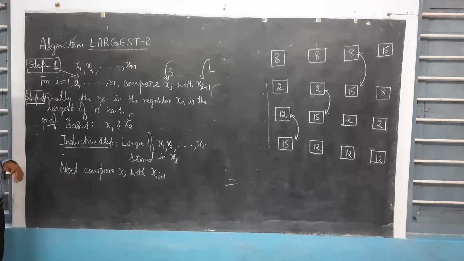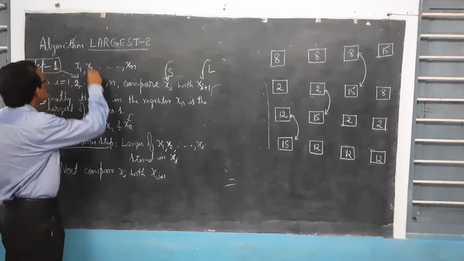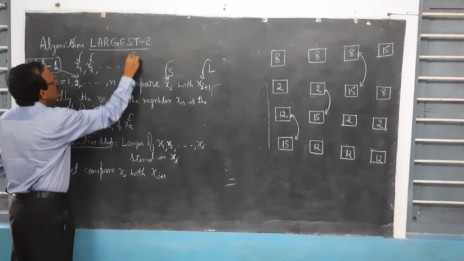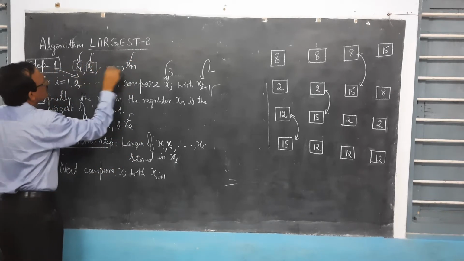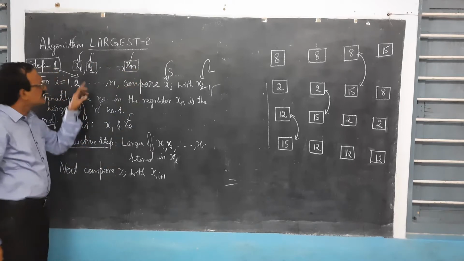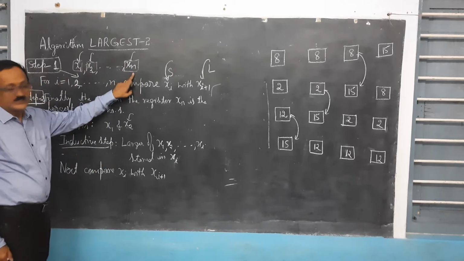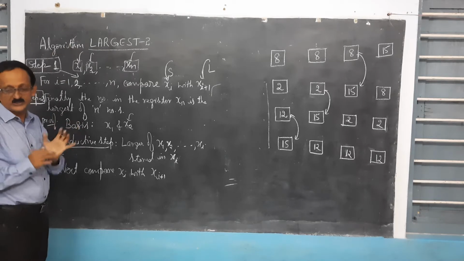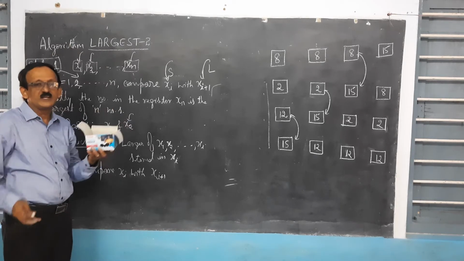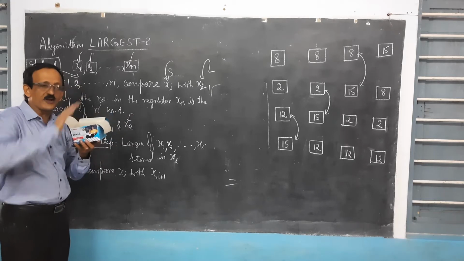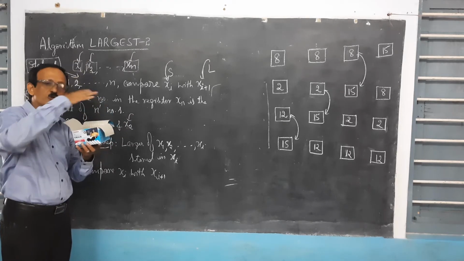Suppose you have n values stored in n registers, n boxes in another way, say x1, x2, xn. Suppose you have a box like this. If you put 5 here, it will hold 5. If you put 100 here, it will hold 100.